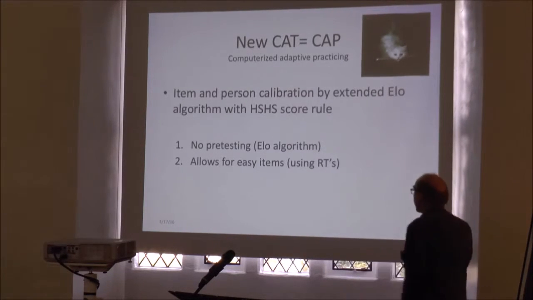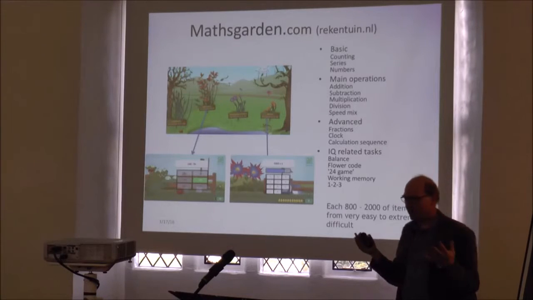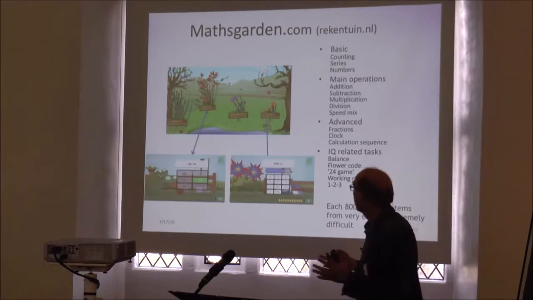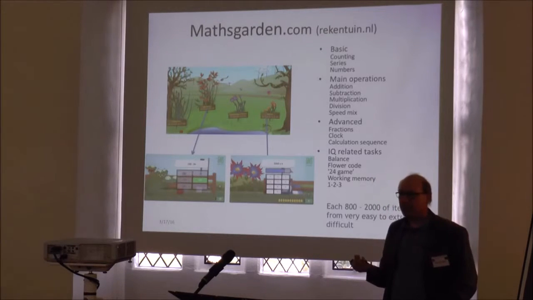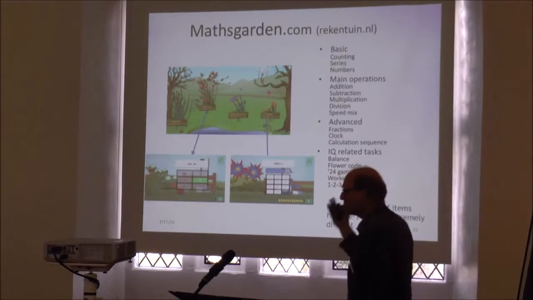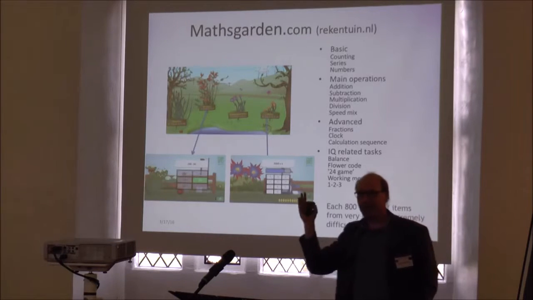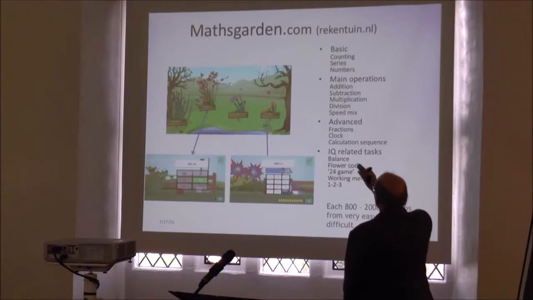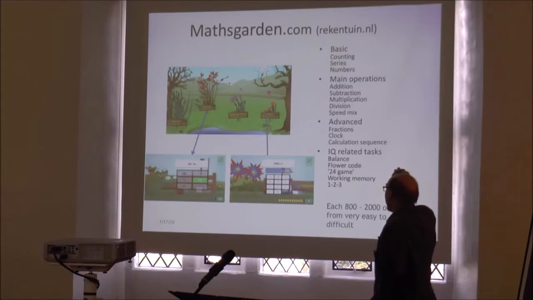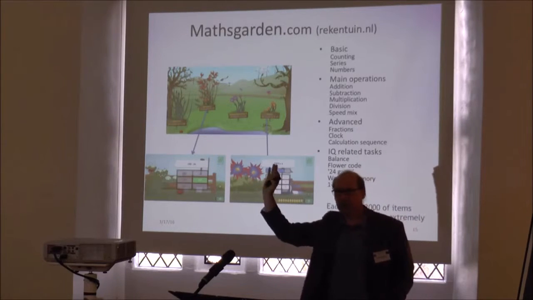Now, the second thing is to just build the system. And for this, we have developed a website, and it's called Maas Garden. Actually, it's called Rekentuin, but that's Dutch. We have a Dutch version and an English version. The Dutch version is very popular, the English version not, but it's still there. So you can look it up, you can try it, you can do a demo. It's called maasgarden.com.